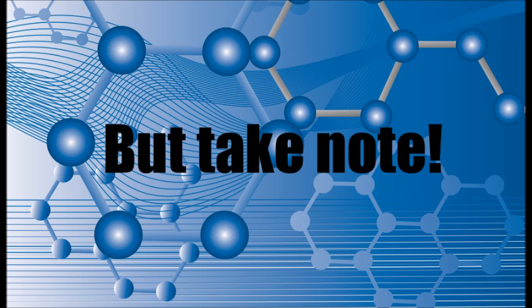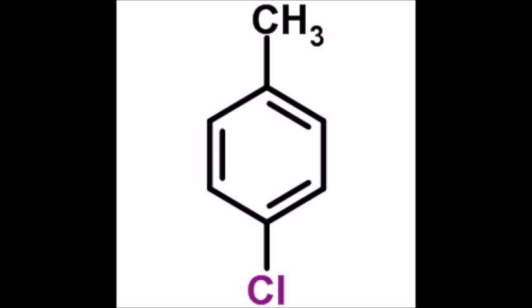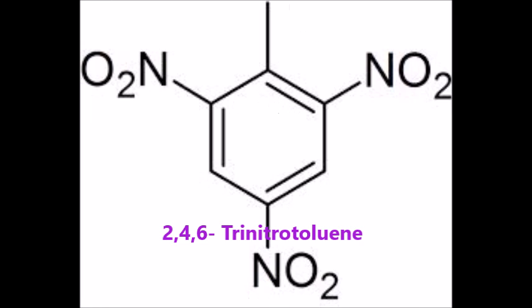Remember, ortho, meta, and para can only be used when there are only 2 substituents. If there are 3 substituents, like this, then we will use numbers.